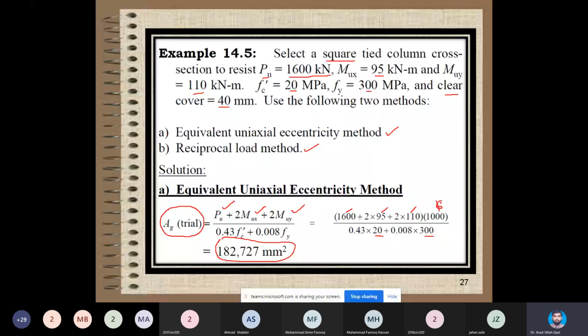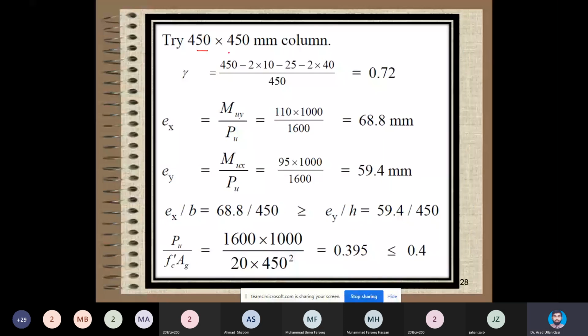Now in this case, when you take the square root of it, you may get the size around 425 or 426. So here the trial size selected is 18 inch by 18 inch. As it is a proposed trial equation, it is just a proposal, so you have the liberty to round up or round down. But while selecting the cross section, be careful: the size you select should be practicable, a commonly applied size.